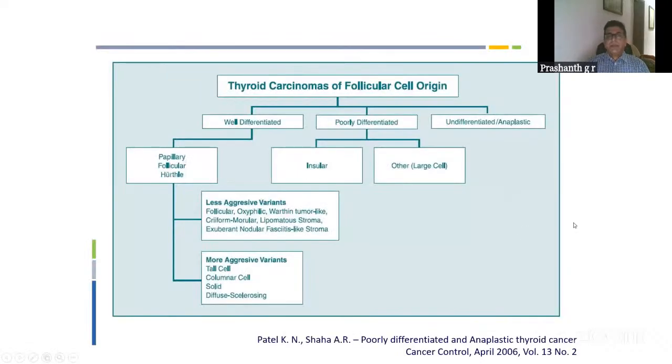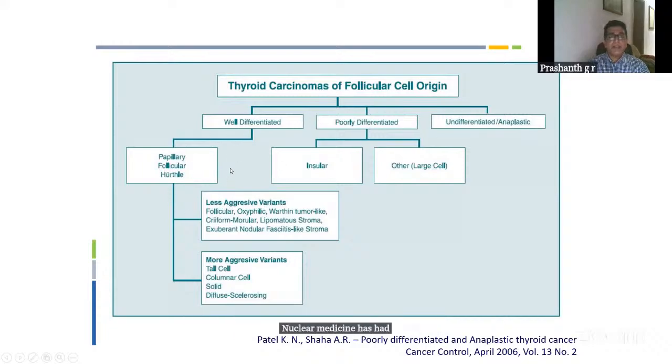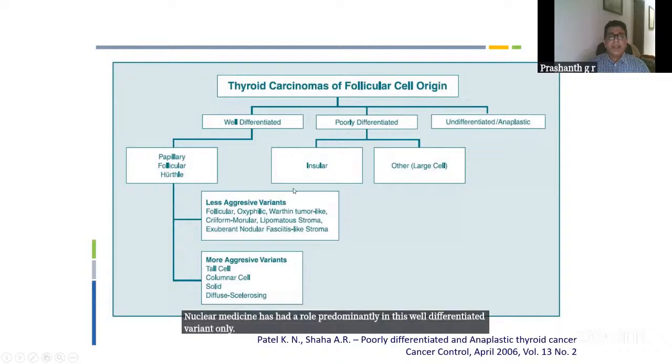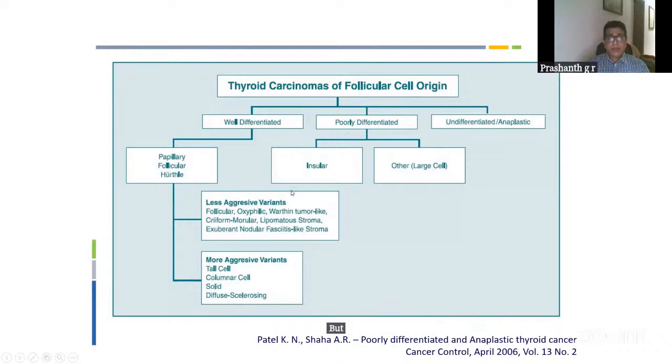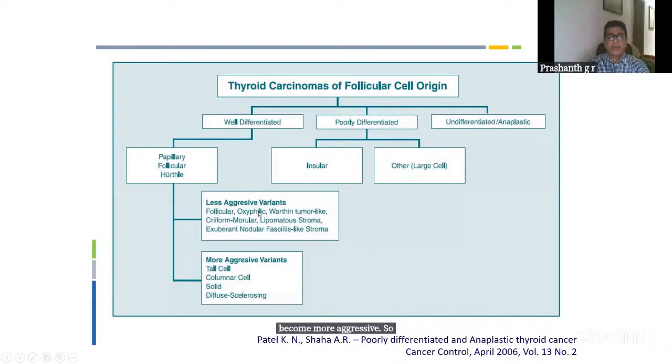Thyroid carcinomas of follicular origin are broadly divided into well-differentiated, poorly differentiated, and undifferentiated. Nuclear medicine has had a role predominantly in the well-differentiated variant. However, with progression of disease, we have seen that well-differentiated tumors also tend to de-differentiate and become more aggressive. So the later part of my talk will be about how to image these and how we can come into the treatment of these de-differentiated, poorly differentiated and undifferentiated variants also.